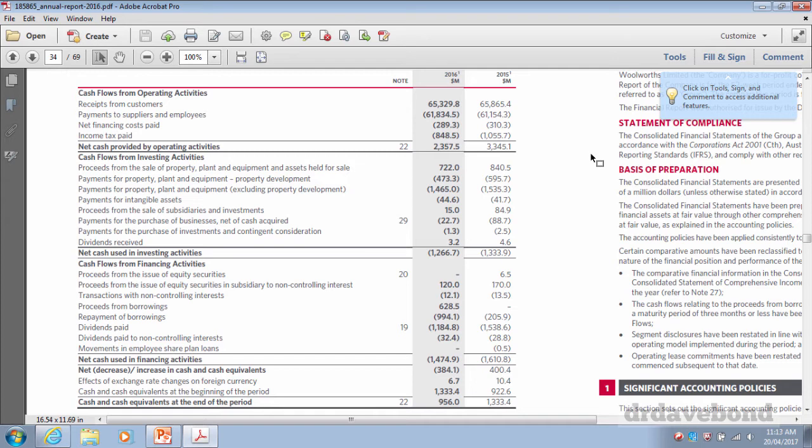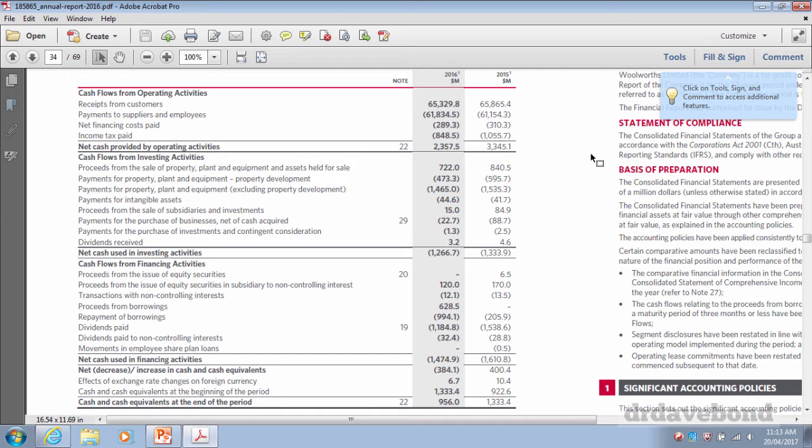At the bottom here, we're going to ignore the exchange rate differences. But what you can see is we've got these totals. So operating activities had a positive amount of $2.3 or $2.4 billion. Investing activities had a negative amount of $1.3 billion. So money went out because of investing activities. And financing activities had negative $1.5 billion. All up, $384 million, roughly that $400 million I was talking about, went out of the business.